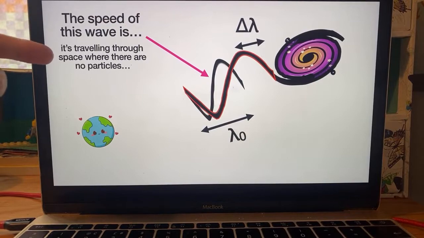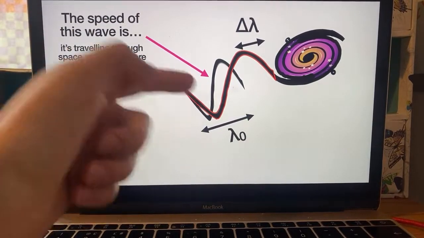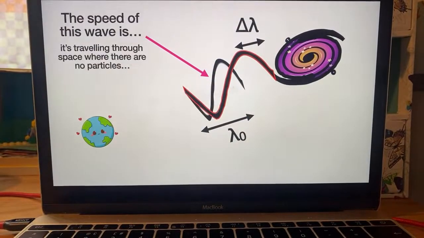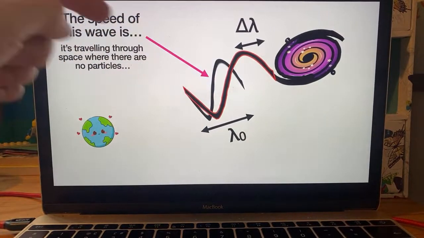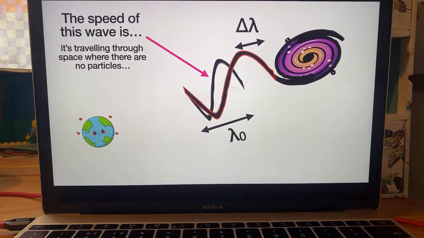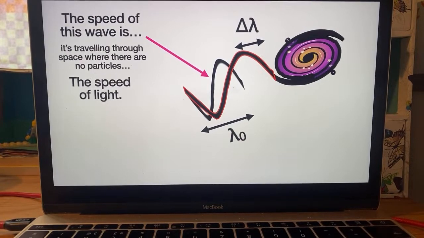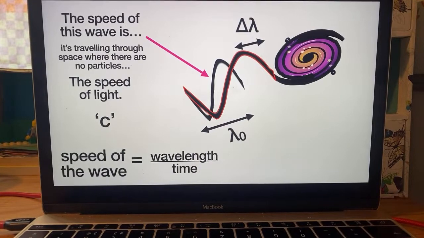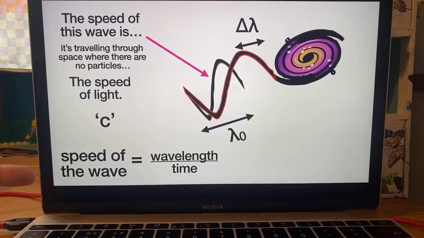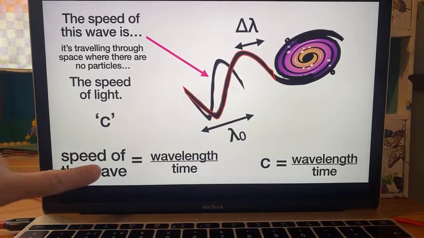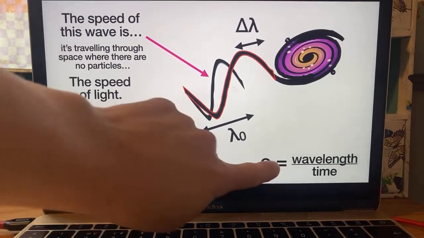Well, it's travelling through space where there are no particles, this little wave that's just been given off by this galaxy, this light wave, if you like. It could be anything, couldn't it? It could be X-rays, whatever. But this light wave here, what's its speed? It's travelling through space where there are no particles. It's the speed of light, isn't it? It's travelling at the speed of light because it is light. And astronomers and physicists call the speed of light little c. So instead of saying the speed of the wave equals wavelength divided by time, can we start saying the speed of the wave is the speed of light? So we'll replace that with a c.